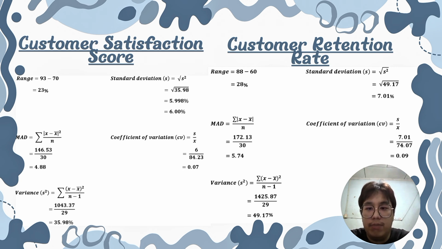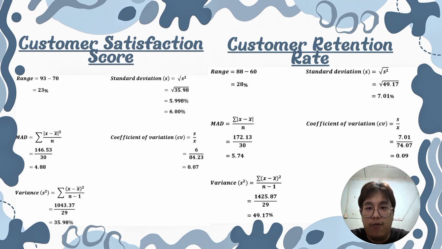Next, we look at the mean absolute deviation, or MAD. MAD measures the average distance between each data point and the mean, providing insights into consistency. The MAD for customer satisfaction score is approximately 4.88, while for customer retention rate it is 5.74. This means that on average, retention scores deviate more from the mean than satisfaction scores do, again reinforcing that retention is more inconsistent across companies.